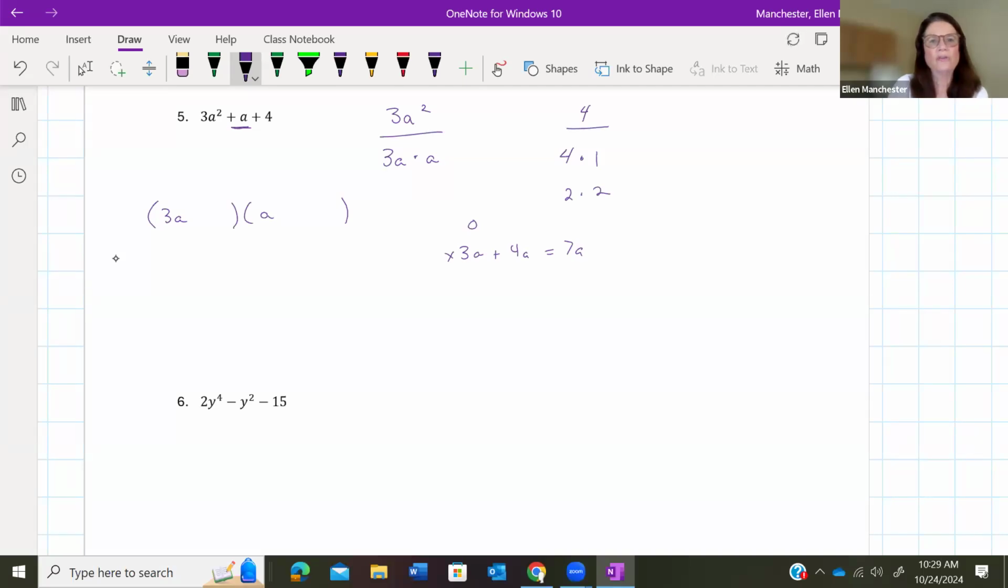I know 3a and a is the only way to get 3a squared. So that's the only thing that I'm going to leave. So now I'm going to do 1 and 4. So the outside is 12a. The inside is 1a. That's 13a. So that doesn't work. So now I'm going to do 2 and 2. So 3a times 2 is 6a. The inside is 2a. That's 8a. So that doesn't work.